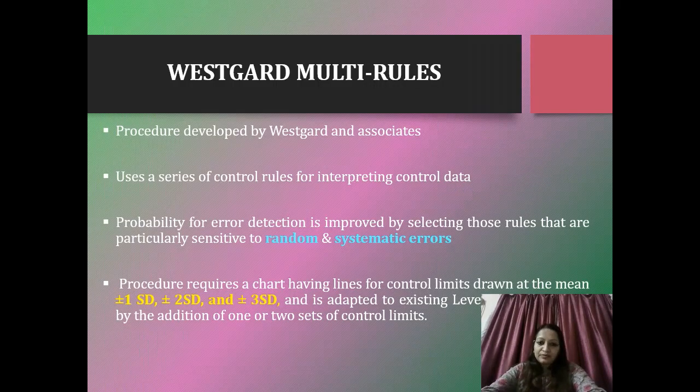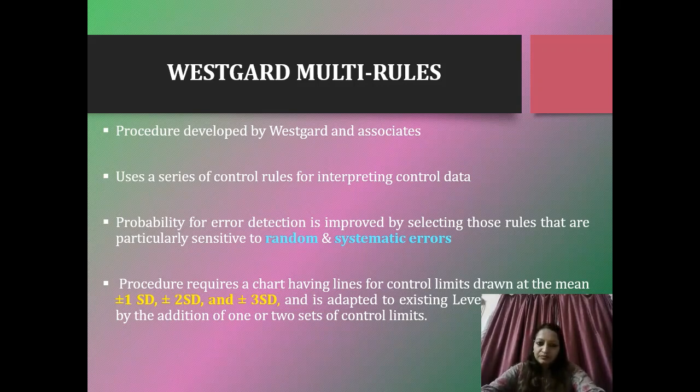Now, based on the types of errors that can occur, either random or systematic, there are some rules devised by Westgard and Associates, which are very useful for interpreting the quality control data and which we use on a daily basis to identify errors and correct them as needed. This procedure involves having a Levy-Jennings chart with the limits set at plus minus 1 SD, plus minus 2 SD, and plus minus 3 SD, and deciding which will be our limit for taking a decision.